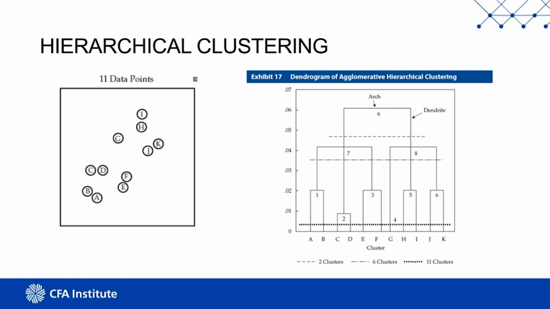So if you were to say, I want just 2 clusters, you would draw the line at that upper dashed line, and essentially you'd have a group that has G, H, I, J, and K, this group in the top right. If you wanted to split it into 4 or 6 clusters, then you would draw it at that dot dashed line, and then you'd have a different solution. So it doesn't require you to know the number of clusters in advance.